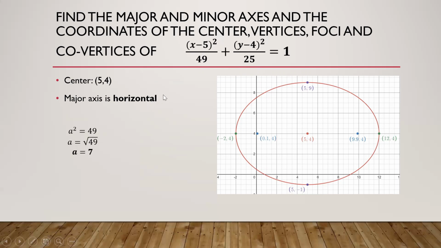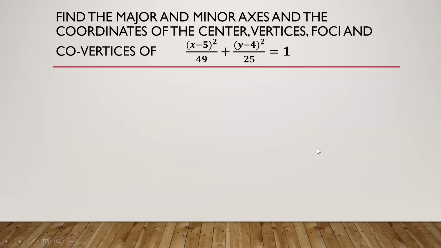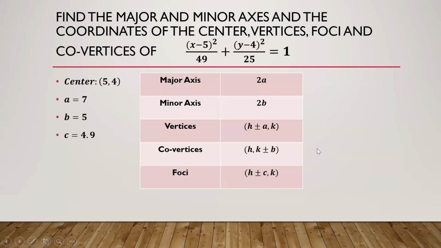Now let's find our a, b, and c. The square root of 49 is 7. The square root of 25 is 5. And the square root of 49 minus 25 is 4.90, or just simply 4.9. So if you try to plot it, it will come up like this. So now let's complete the table.